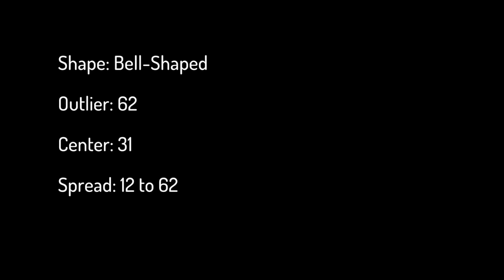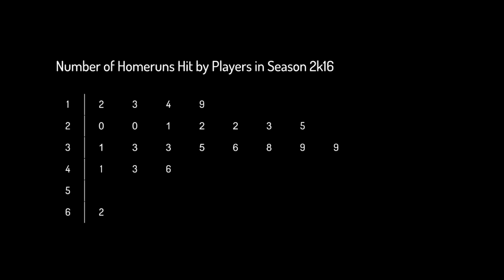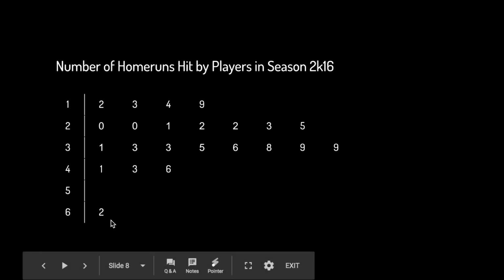First of all, the shape would be bell-shaped. The data are ranging mainly from 1 to 4, even though there is 1 value at 6 here. But since the data are mainly in 1 to 4, and mostly concentrated in 2 and 3, and the number of sets of data here seems to be fairly equal, that's why we should call the shape of this stem plot bell-shaped.